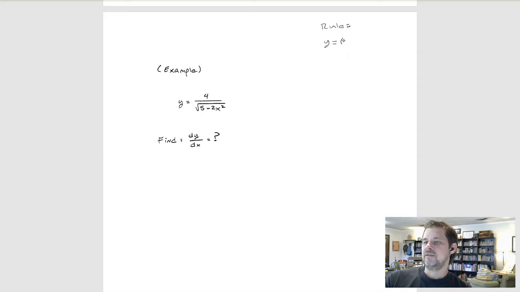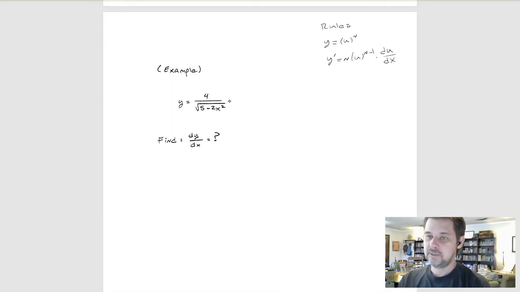If y is some function u to the power n, then y prime is n u to the n minus 1 power times du over dx, which could otherwise be thought of as u prime, the derivative of this u. But that doesn't look like that. It does not look like something u to some power n. But I could re-express it so that it is like that. So let's see. Here's how I would do it.